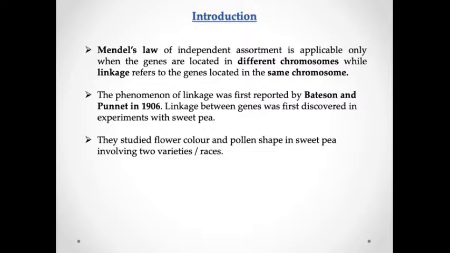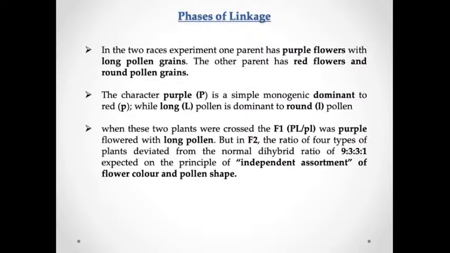So Mendel's law of independent assortment is applicable only when the genes are located in different chromosomes, while linkage refers to genes located in the same chromosome. The phenomenon of linkage was first reported by Bateson and Punnett in 1906. Linkage between genes was first discovered in experiments with the sweet pea, and they studied flower color and pollen shape in sweet pea involving two varieties or races.